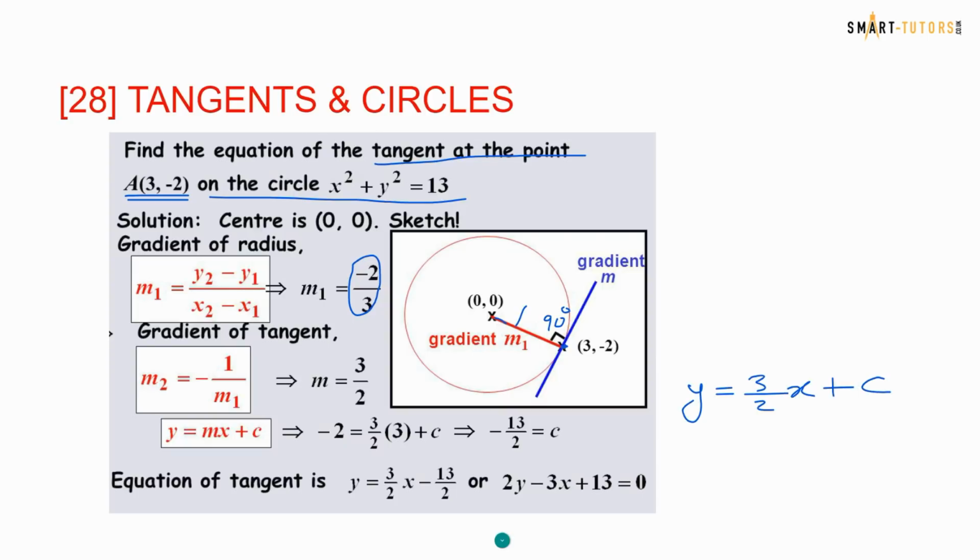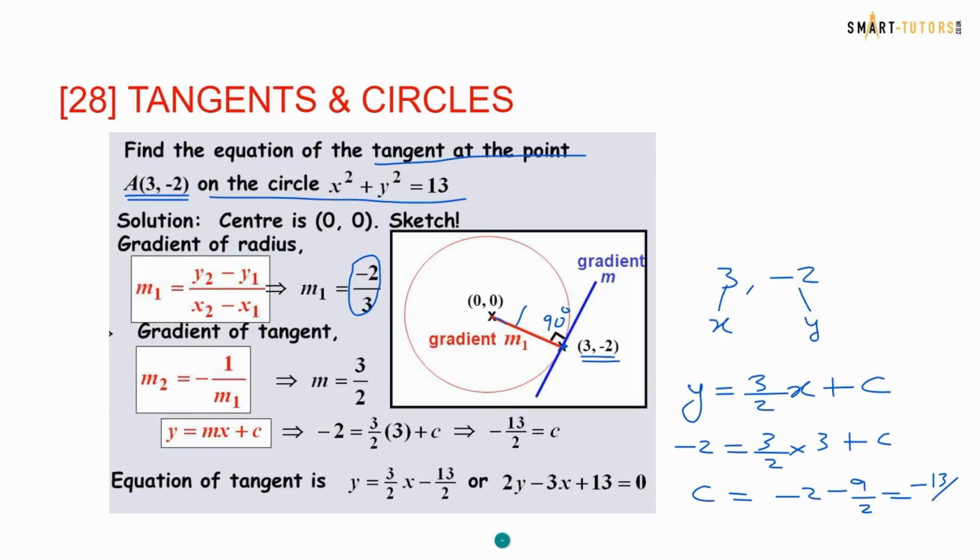So that's what we are doing. We are substituting the point (3, -2). So (3, -2) means 3 is the x, -2 is the y. So -2 = 3/2 × 3 + c. So c = -2 - 9/2, and you get this as -13/2. That is the answer for the c.